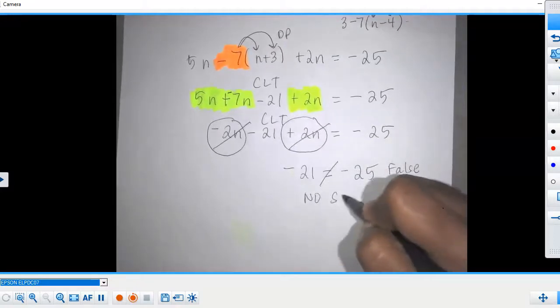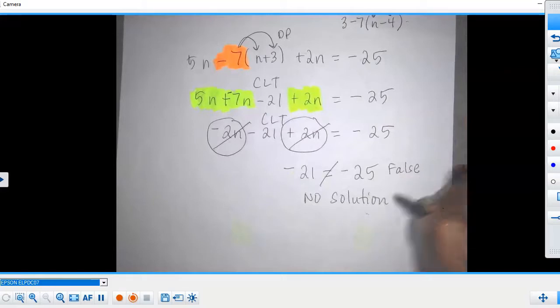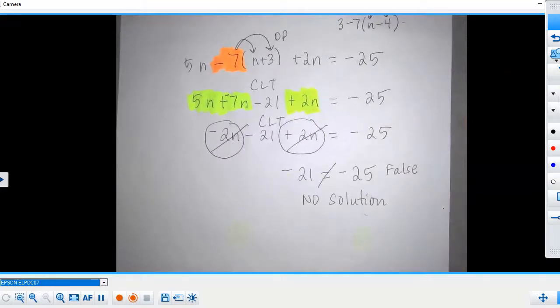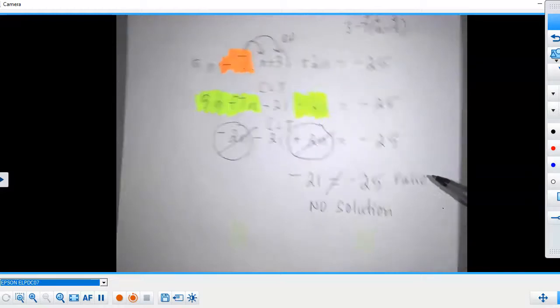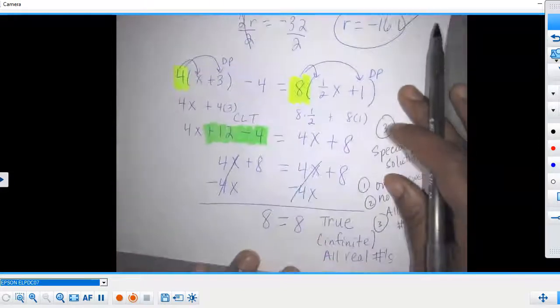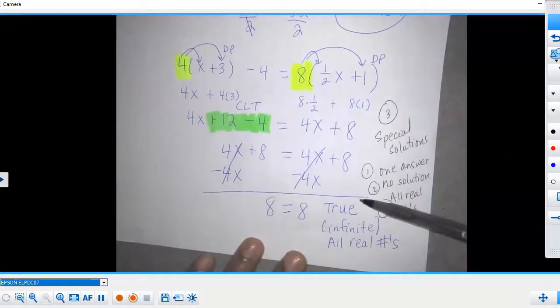So I want to be clear that on the test, you may have some that are just one answer, x equals negative 2, x equals negative 2 over 5, doesn't matter. Or you may have some that are no solution because you get a false statement, or you have some that are all real numbers or infinite solutions because you get a true statement. And that's everything on equations, okay guys? So now let me move on to inequalities. All right.